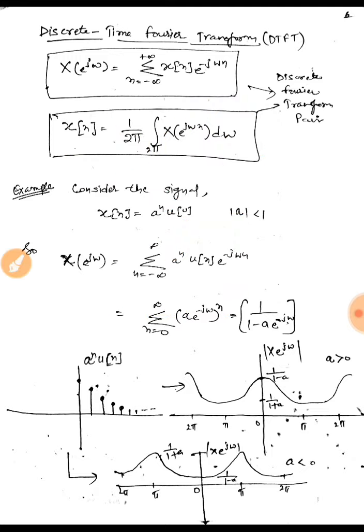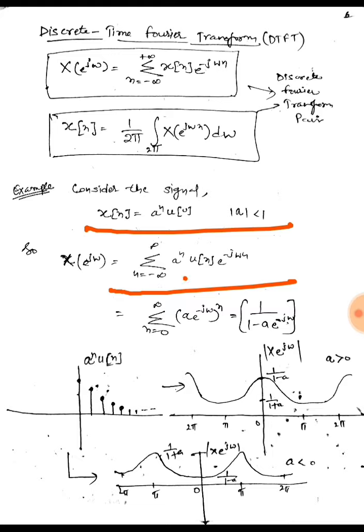Okay, so if we are having this signal with us, then its Fourier transform can be calculated using the same formula: summation n is equal to minus infinity to infinity a^n u[n] multiplied by e raised to power minus j omega n. So since it is a right-sided signal, its limit would be n is equal to 0 to infinity, and the expression becomes a times e raised to power minus j omega, raised to whole power n.